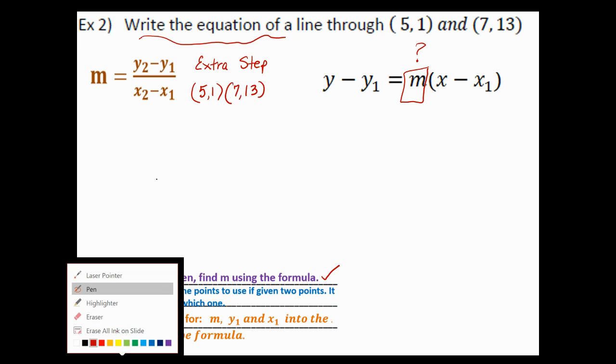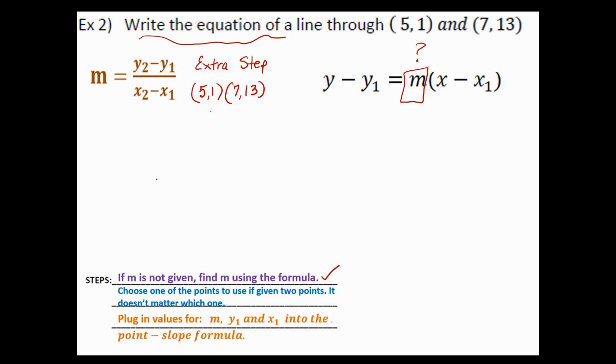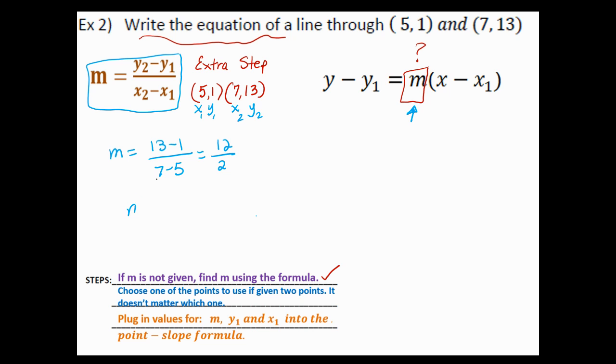So when we used that formula in the last lesson, we labeled these xy, xy, set 1, set 2. And then we just plugged that into this formula and did our calculations. So we need to find m so we can put it in right here into our new formula for point slope form. Okay? So that would be 13 minus 1 over 7 minus 5. So 13 minus 1 is 12. 7 minus 5 is 2. So our m that we're going to use is 6 because it's 12 divided by 2.